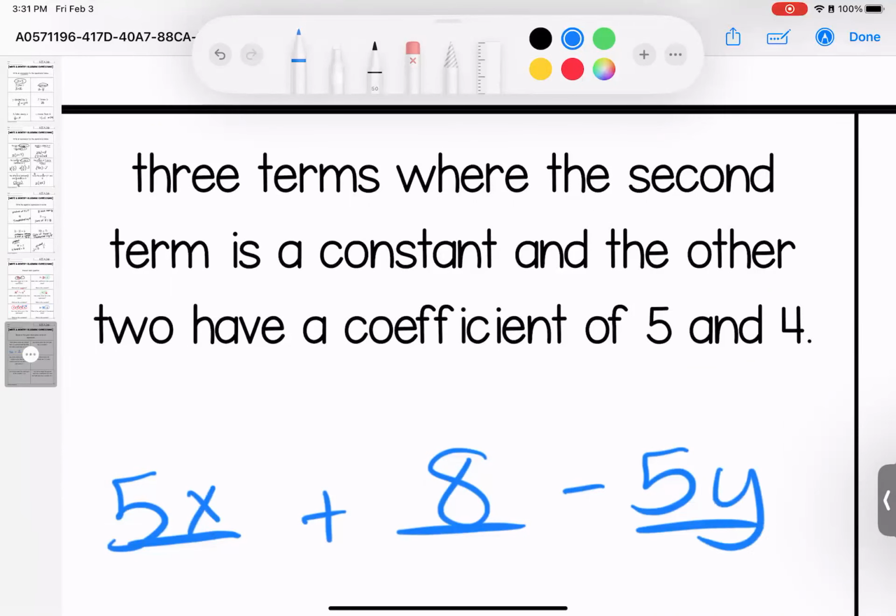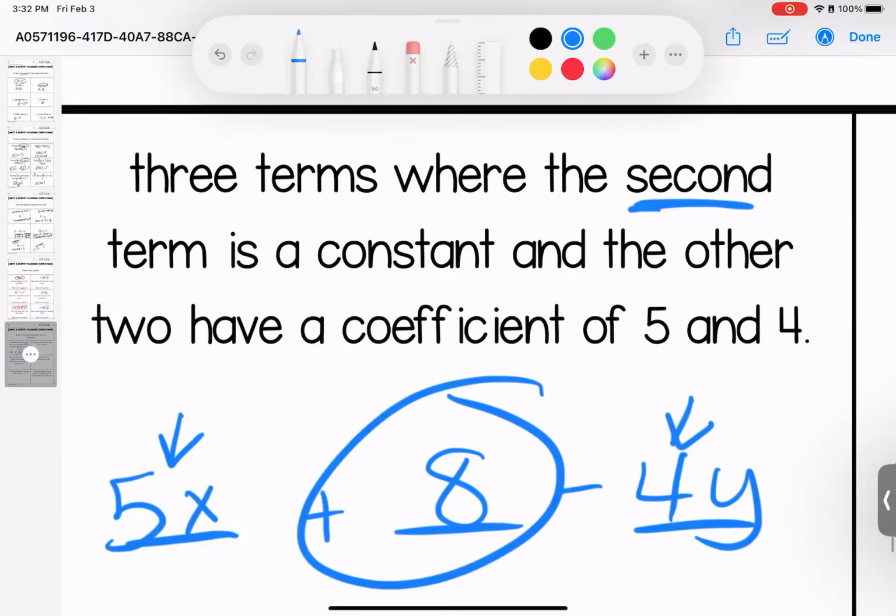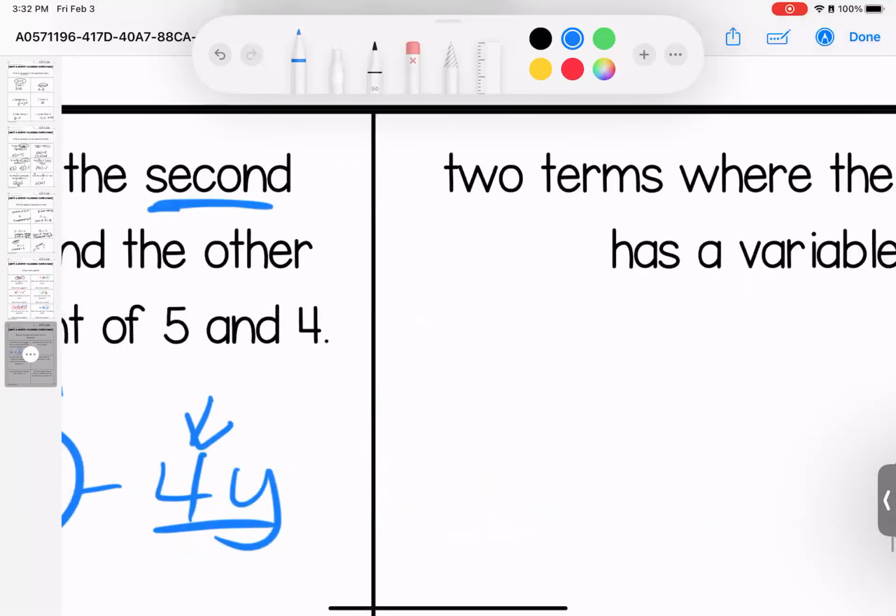Coefficient means that it's going to be stuck to a variable. So I have my coefficient here of 5. Oh, I'm sorry, this should be a 4. I got happy with that 5. So I have my coefficients of 5 and 4. I have my constant as the second term. This is just one of many examples. Again, if you want your specific examples reviewed, let me know.